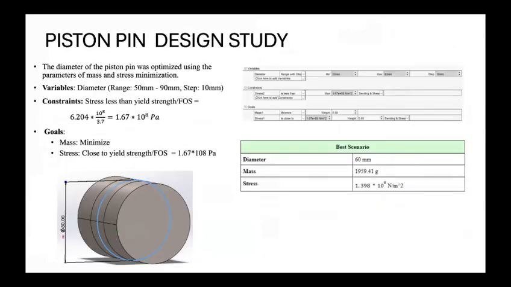We also performed a design optimization study by varying the pin diameter from 50 to 90 millimeters. The optimal result was 60 millimeters, which minimized mass while keeping stress below the allowable limit. This helps reduce reciprocating mass without compromising strength.